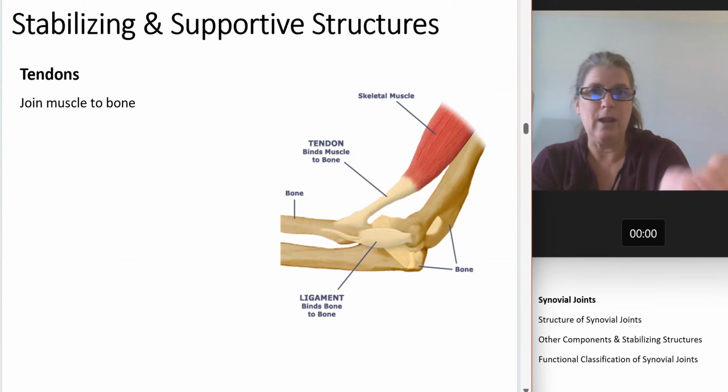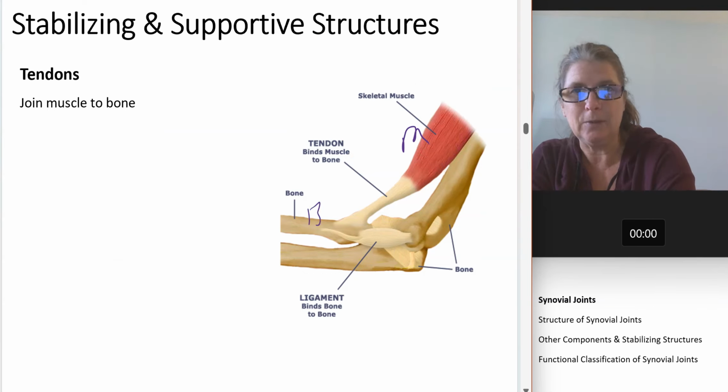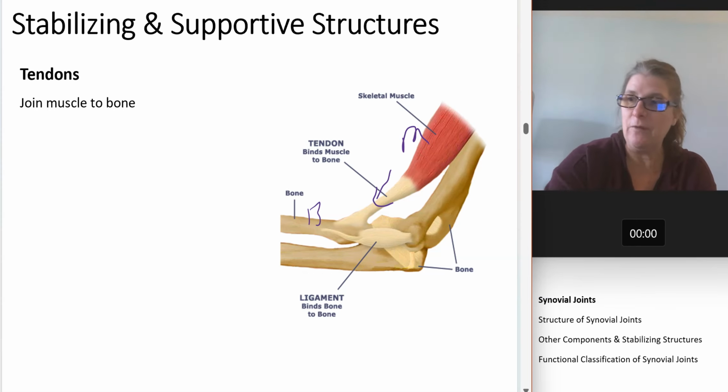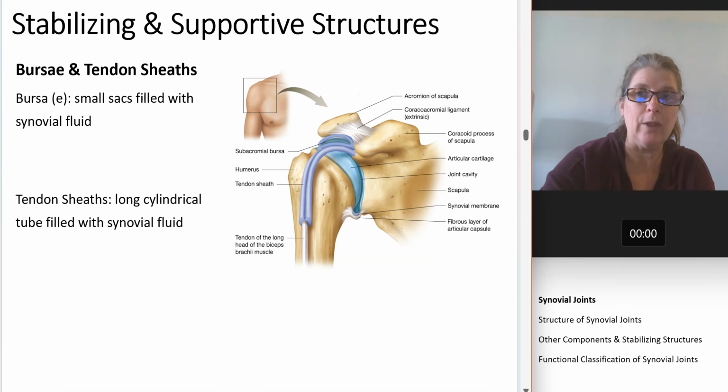Tendons are critical, right? We know that tendons connect muscle to bone. They're going to look white because they have all that dense regular connective tissue, and so they're very important for stabilizing. So the muscle and the tendons are important for having strong, healthy joints.